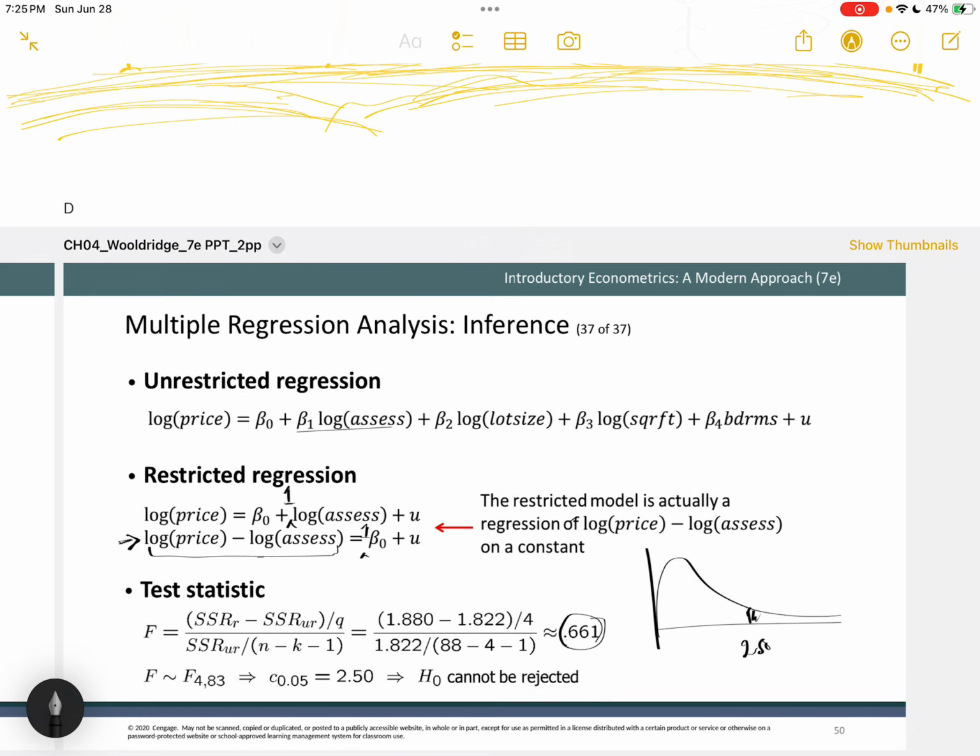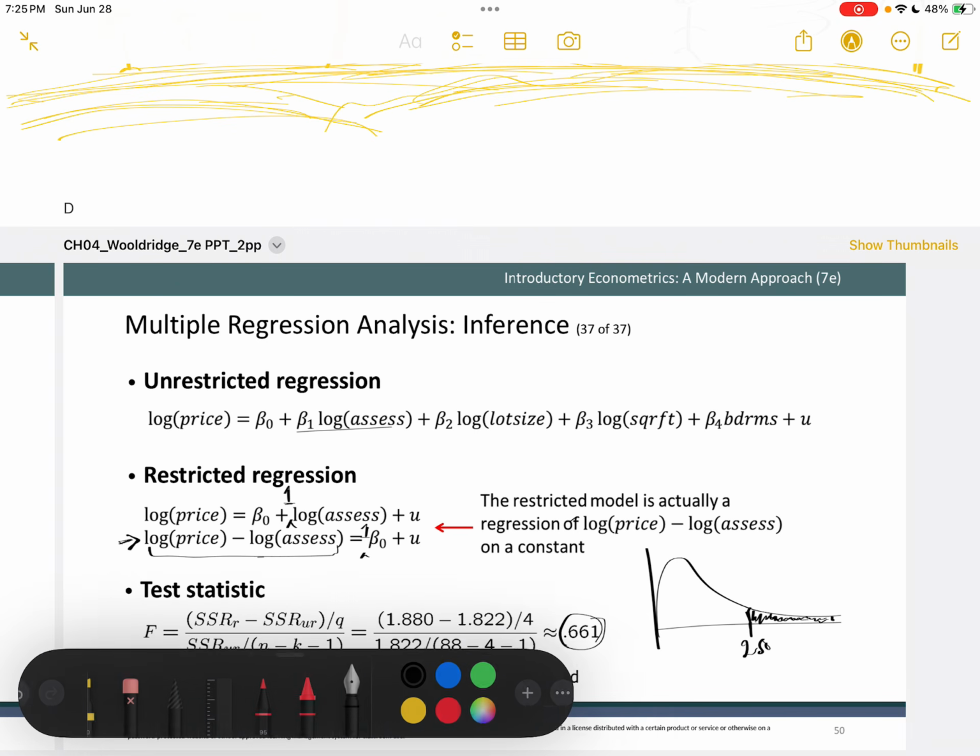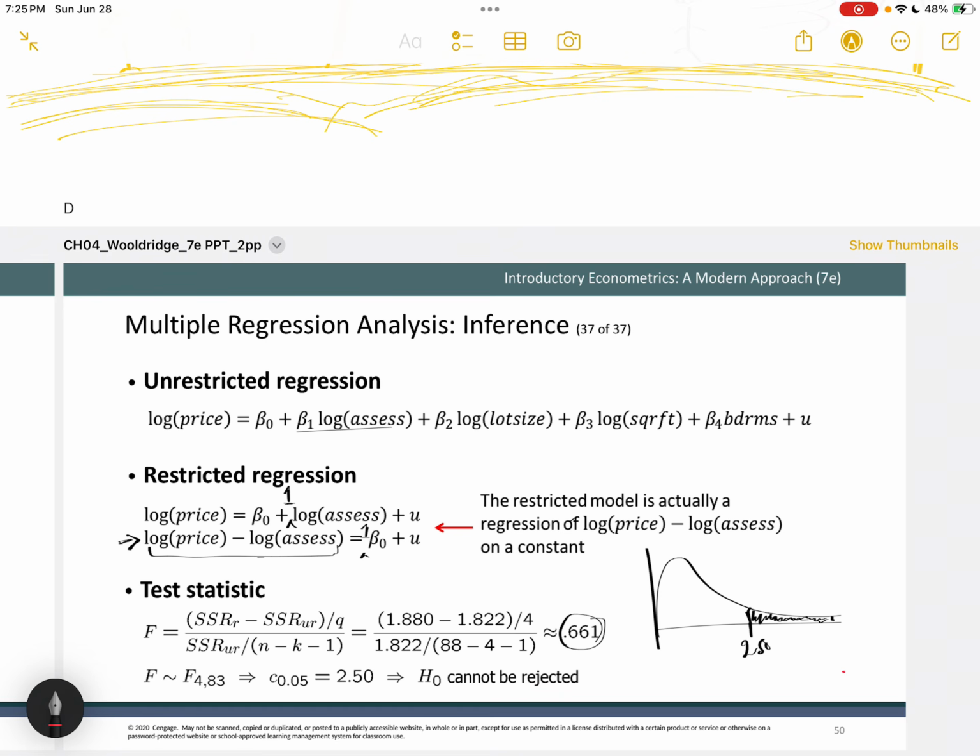The critical value here is 2.50, and that's the shaded region in which we reject H naught. And in red, your F test was 0.661, right? Where it falls in the fail to reject H naught region. So we failed to reject H naught in this last example.